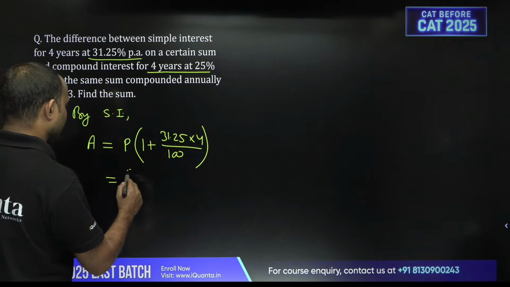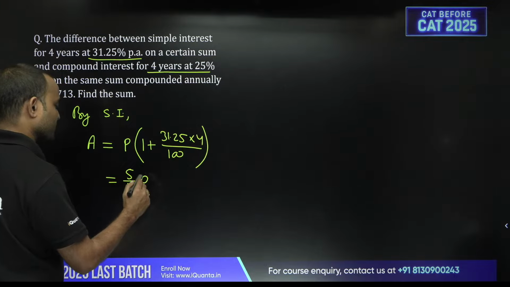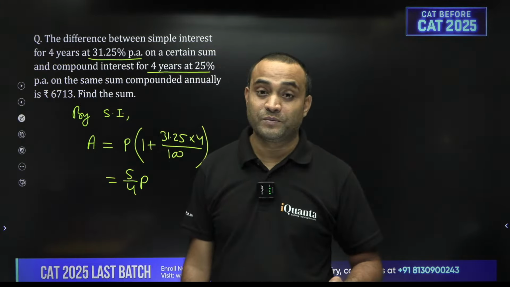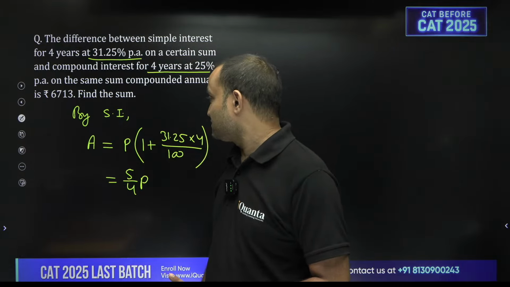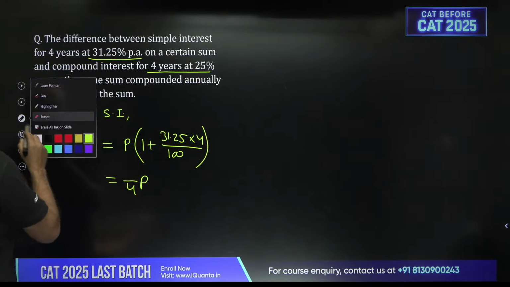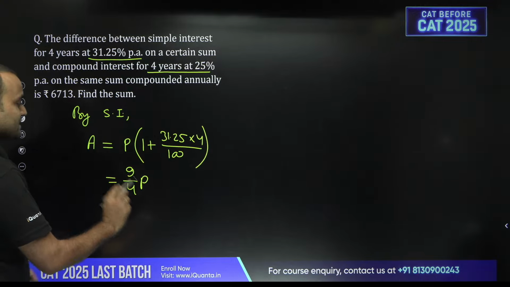5 by 4 times P. You can also understand it that in 4 years total interest will be 125%, right? So 125%. So this will become 9 by 4. Right? Is this clear to everyone?